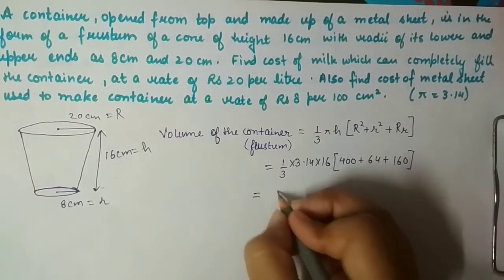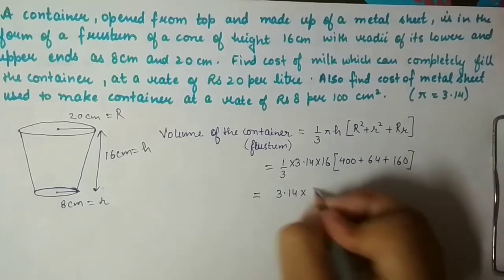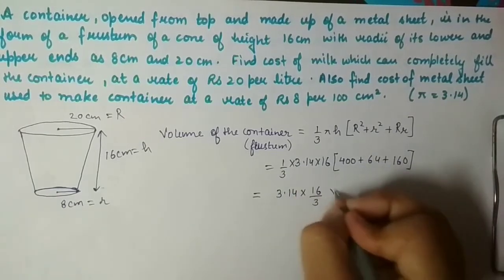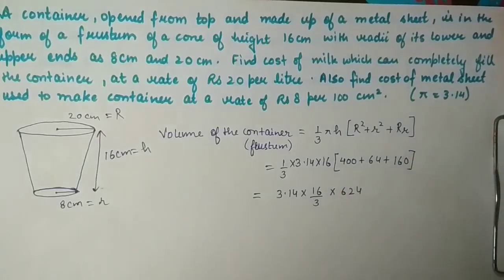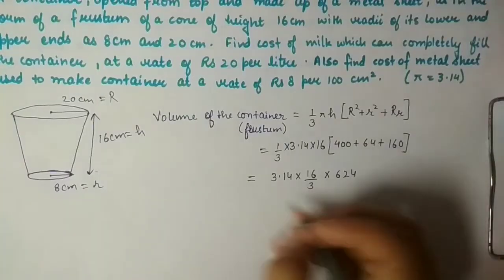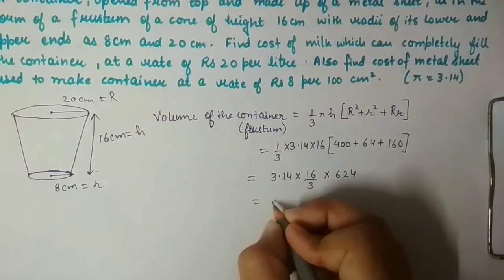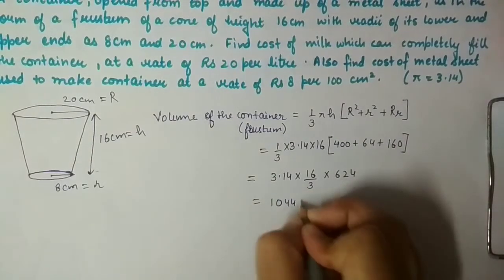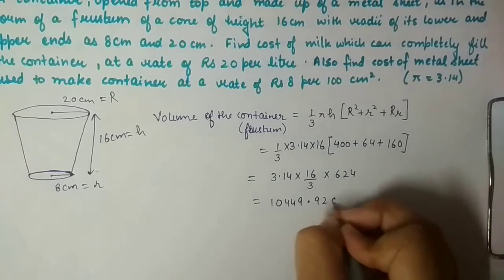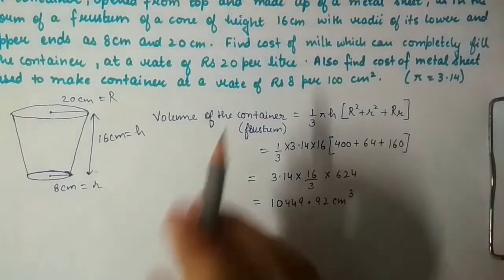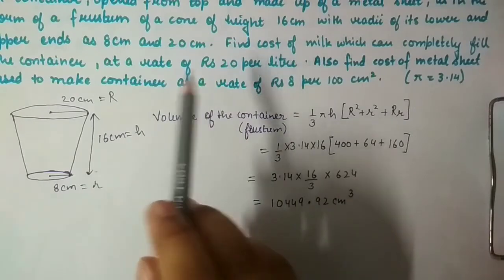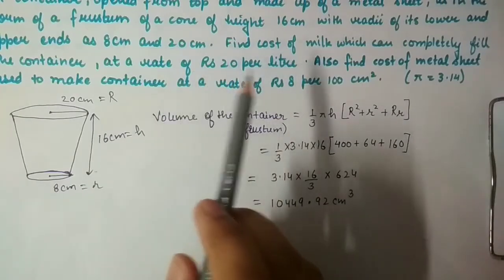You will get 3.14 into 16 by 3 into 624. On adding you will get 624. So now on solving you will get it equal to 10449.92 centimeter cube. Okay, but it is given that the rate is ₹20 per liter.